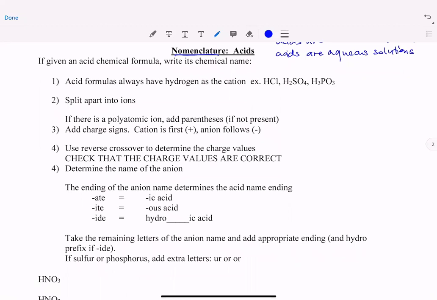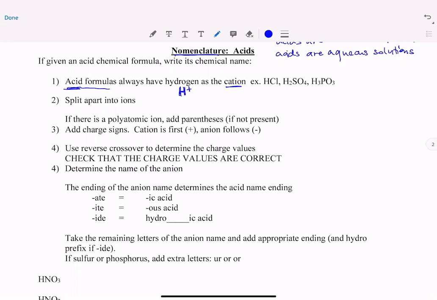So let's start with step 1. When you have an acid, you're talking about something that always has hydrogen, the hydrogen cation. So H plus is always going to be the positive charge ion, the cation, okay? And so you will always see hydrogen as the first element in the chemical formula. So the acid chemical formula will always have hydrogen as the first element.